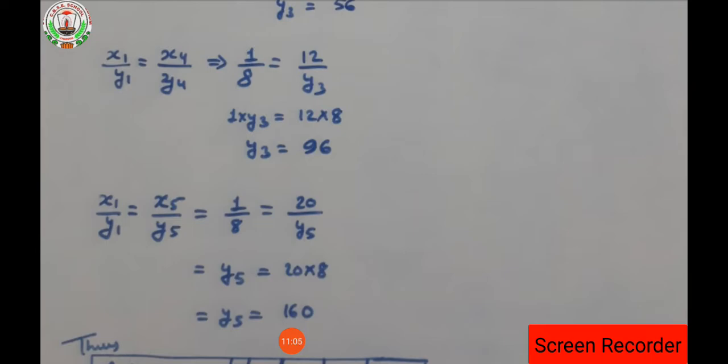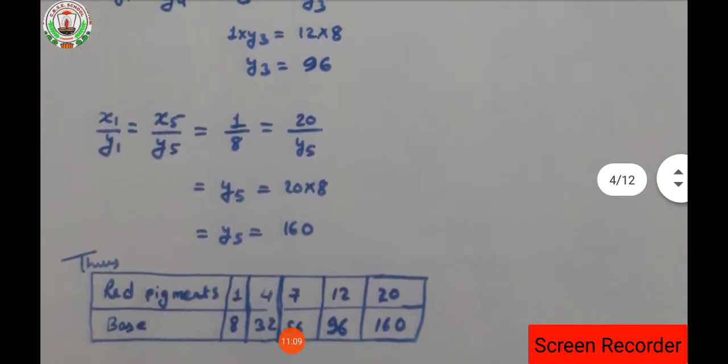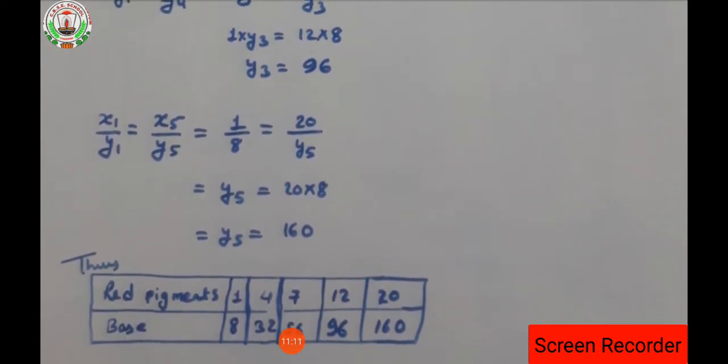So y3 value equals 96. Then the same for the last part: x1 upon y1 is equal to x5 upon y5, is equal to 1 upon 8 is equal to 20 upon y5. So 1 into y5 is equal to 20 into 8, so the y5 value will be equal to 160.